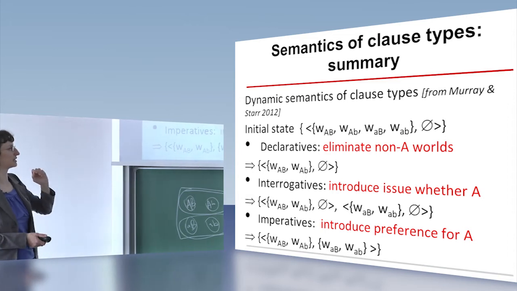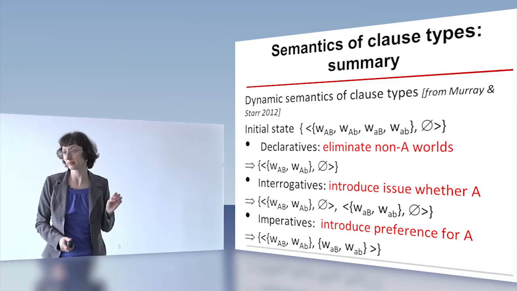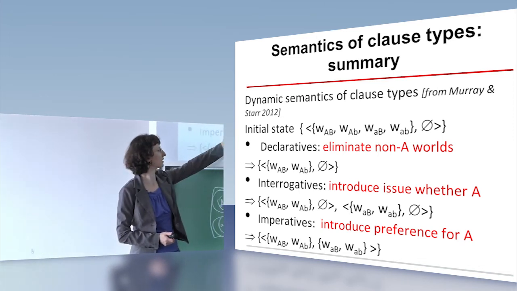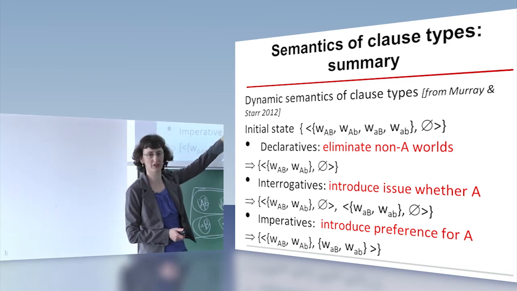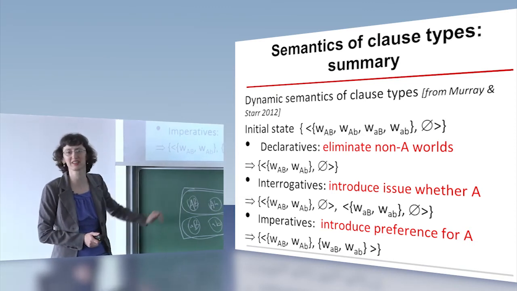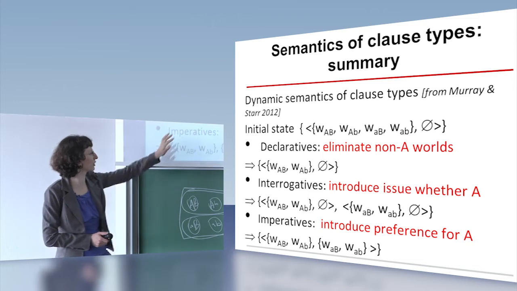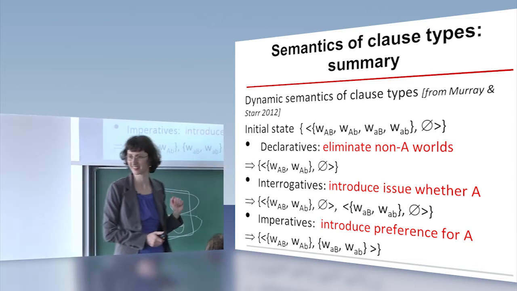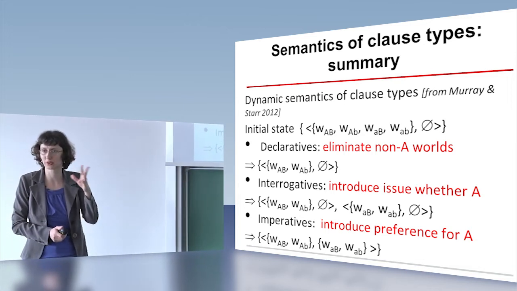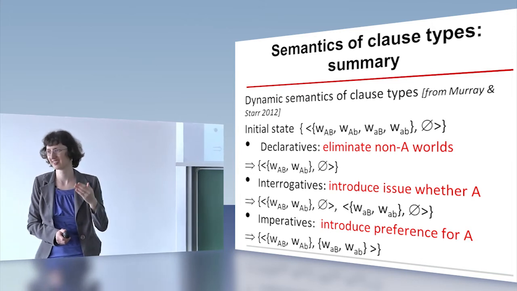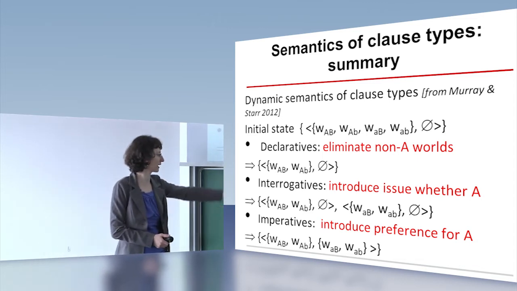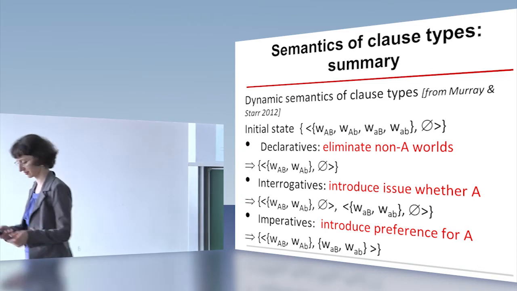For interrogatives, the idea is to introduce an issue where the A, and that means to introduce a partition. So you get two pairs of things preferred over nothing. And that just represents that partition that I have on the board here, of A worlds over nothing and non-A worlds over nothing. So that's not an actual preference, but it's just a way to have the same type of object. And finally, imperatives introduce an actual preference for A, and so we get that yellow and blue picture.